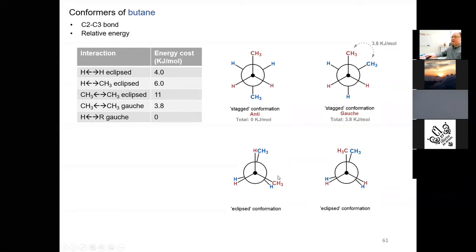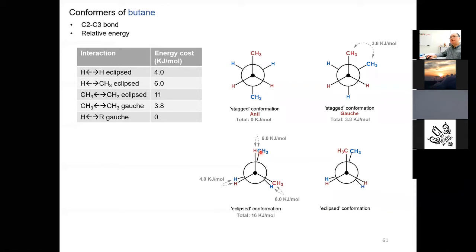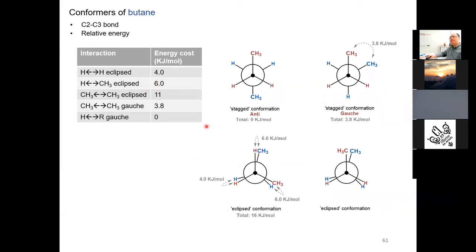The eclipsed conformations are more unstable. You can see we have 3 pairs of eclipsed interactions: hydrogen-methyl 6.0, hydrogen-hydrogen 4.0, and hydrogen-methyl 6.0. So the total energy is 16, much higher than any of the staggered conformations. How about the other eclipsed conformation? We have a methyl-methyl, again 11, hydrogen-hydrogen 4, and hydrogen-hydrogen 4. So 19, even higher. It is because this methyl-methyl eclipsed interaction is really big in energy cost.